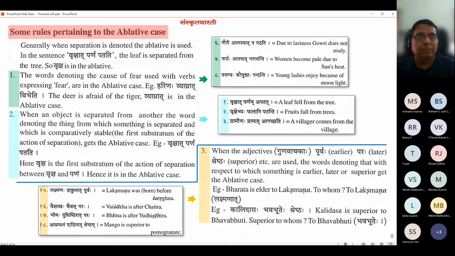Okay, some rules pertaining to the ablative case. How are we doing on time? Good. So some rules pertaining to the Panchami case. Generally, when separation is denoted, the ablative is used. That was our green case. In the sentence, Vrikshat Parnam Patati, the leaf is separate.